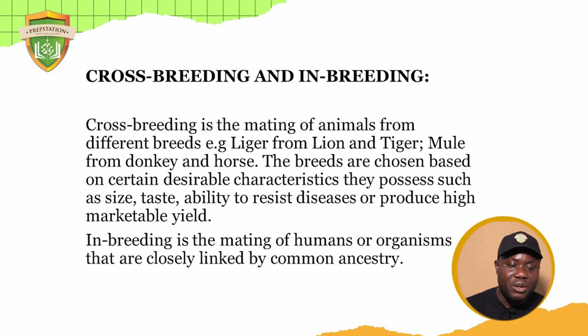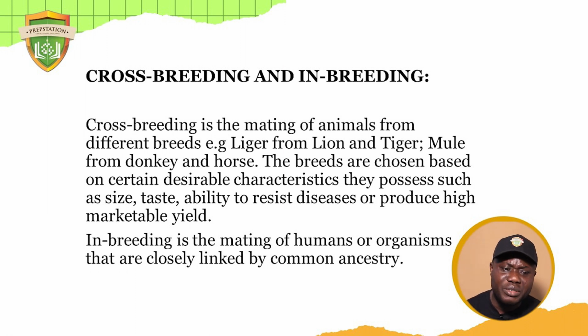Then we have the mule from donkey and horse. Now, the breeds are chosen based on certain desirable characteristics. Obviously, they do that because there is something that they like. You get now? There's something that they like. I said they are chosen based on certain characteristics that they possess, such as their size, the taste, ability to resist diseases, or to produce high marketable yield. Okay, that is for crossbreeding.